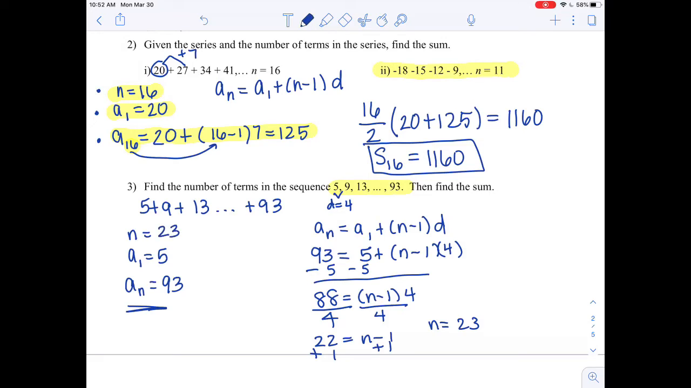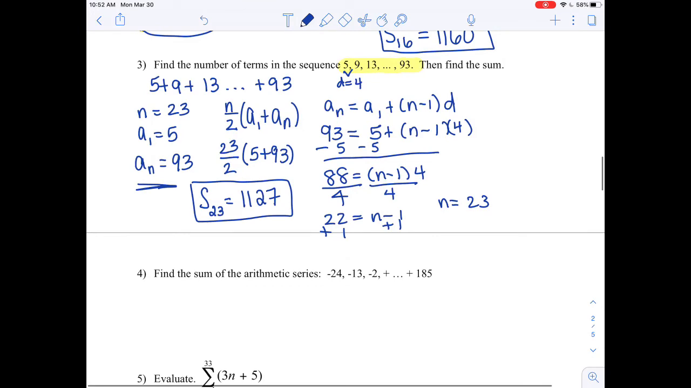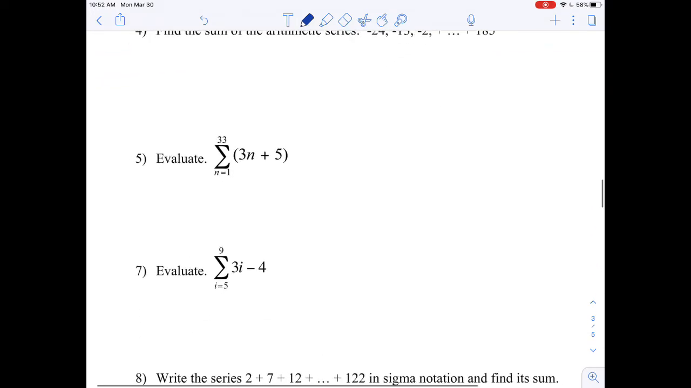Okay, so now I have everything I need to be able to plug into my arithmetic series formula. The arithmetic series formula, again, is n over 2 times a1 plus an. So I have 23 numbers divided by 2, multiplied by the sum of the first term and the last term. And when I do that all together, this is an example of saying something like s sub 23, the sum of the first 23 terms, and this value comes out to be 1127. Okay, let's take a look at another example.